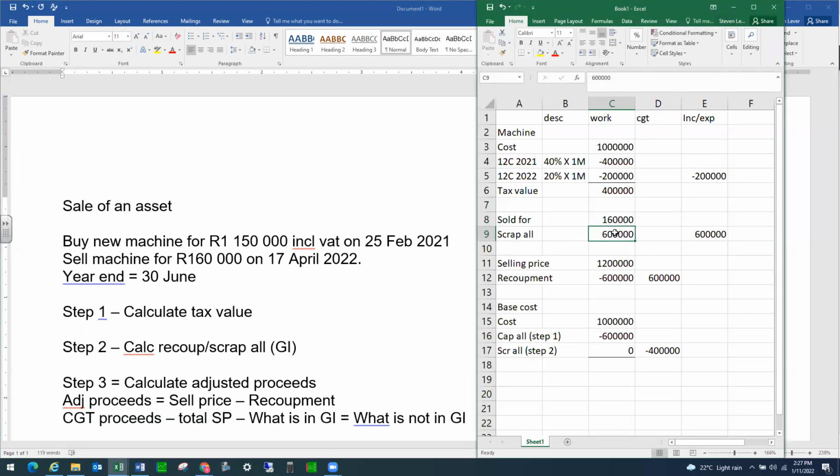So how much is my scrapping allowance now? 400 minus 160 gives me a scrapping allowance of? It would be 240,000. And then I will put minus 240,000 into my income or expenses.